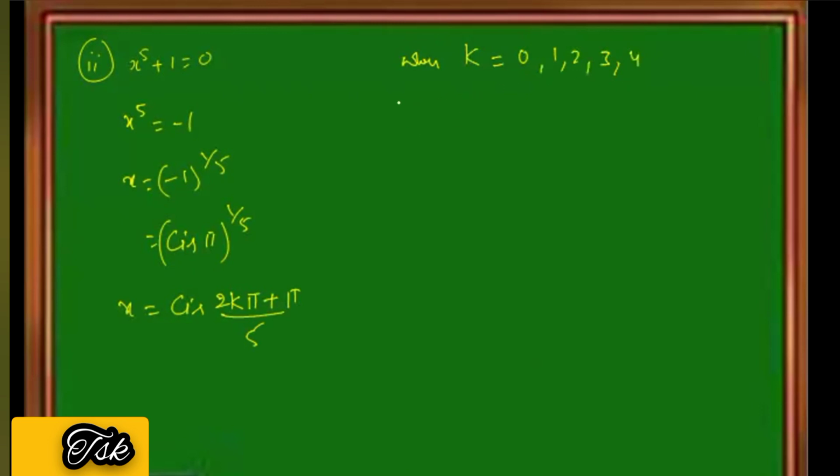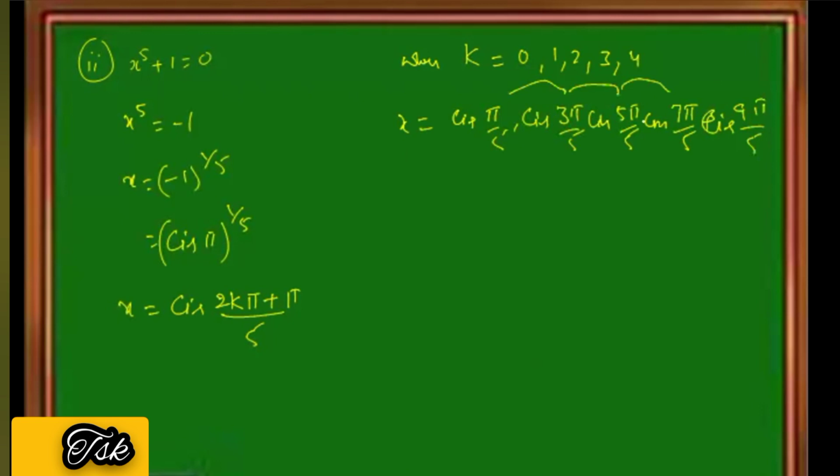You can leave it here, or you can write the value of x for all these roots as cis. When you substitute 0, it becomes cis pi by 5. Next 1, cis 3 pi by 5, and next cis 5 pi by 5. Next cis 7 pi by 5, and then next cis 9 pi by 5. Okay, so looking at the difference, an objective, it will be very useful in order to find the solution.